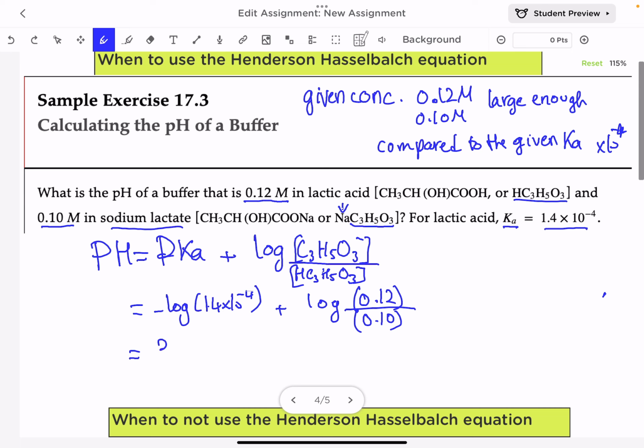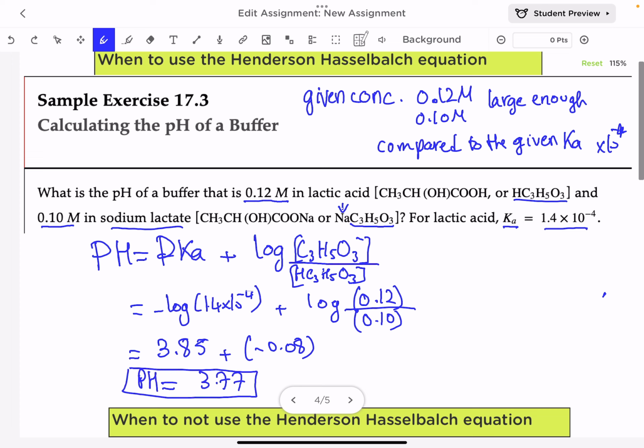So the final answer is 3.85, and log 0.12 over 0.10 is 0.08, and the final answer is 3.93. This is the pH of an acidic buffer.